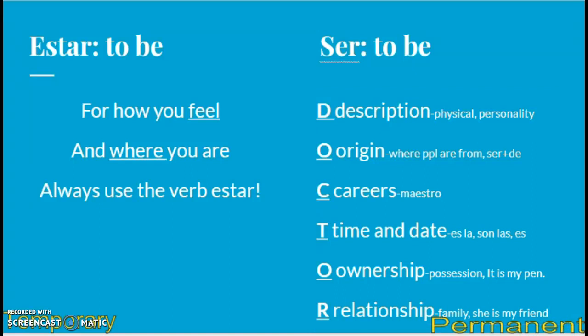So you can also see that I've labeled these as temporary versus permanent. When we use estar, it's usually a temporary condition. So for instance, if I were to dye my hair blue for just Halloween, I would use estar to say my hair is blue because it's not always going to be blue. However, if I wanted to say my hair color in general, like my hair is brown, then I'd use ser because it's permanently brown. So things like how you feel, where you are, change easily. These things, not so much. So that's why I label them as permanent.